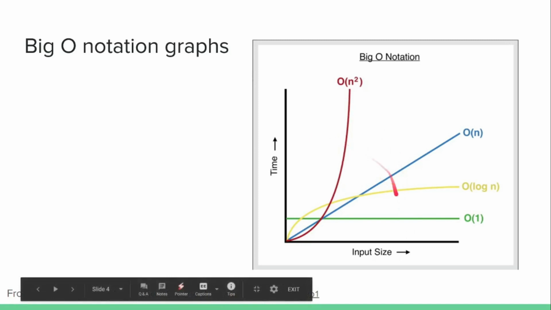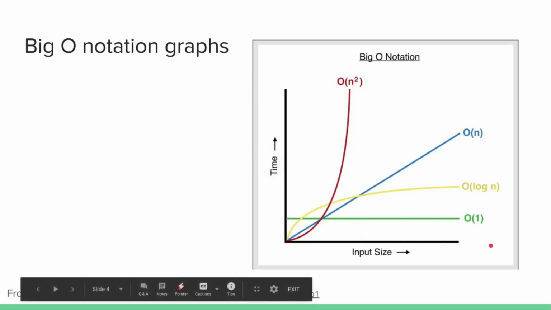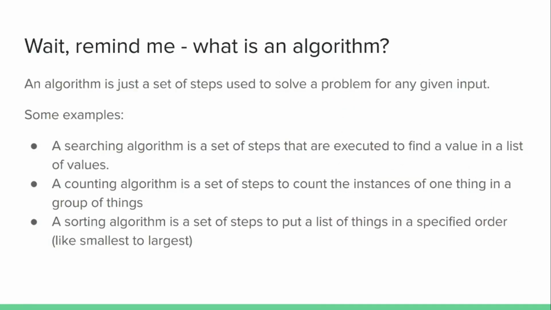So this gives a visual representation of how the time taken grows in relation to the input size, which is what we're measuring with big O notation.